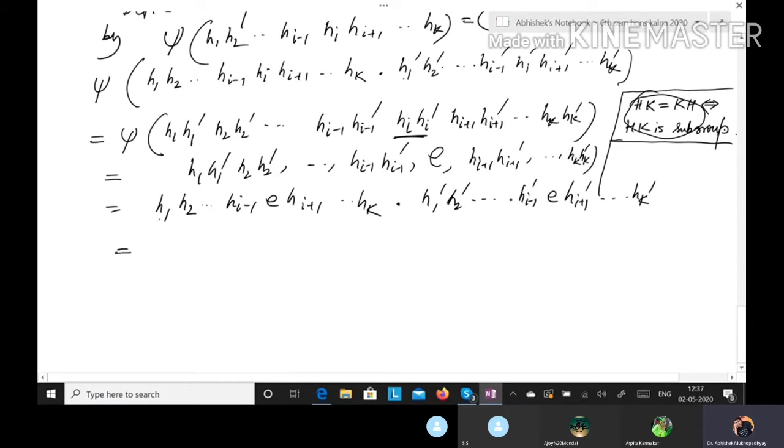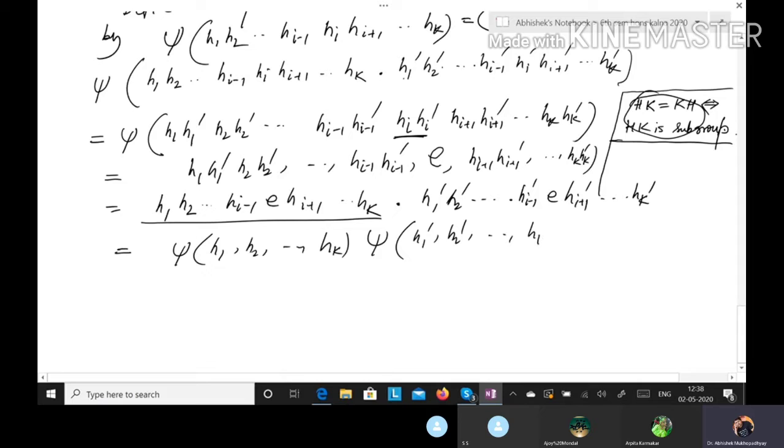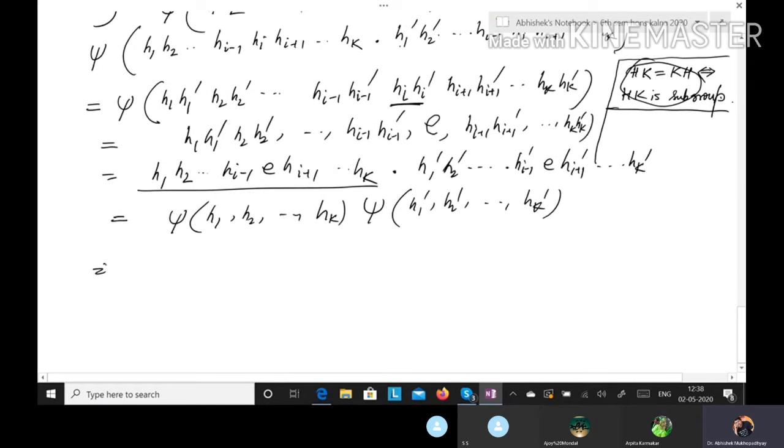So this one is psi of h1 h2 hk, and this one is psi of h1 dash h2 dash hk dash. So this proves that psi is a homomorphism.